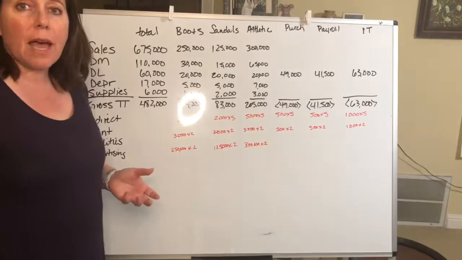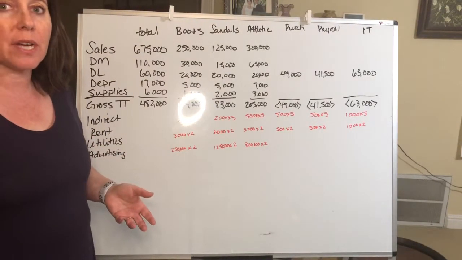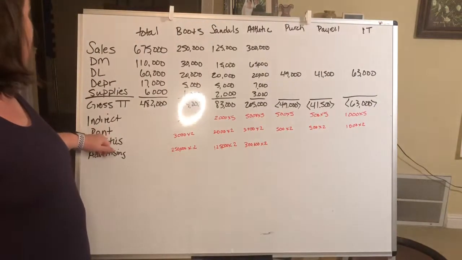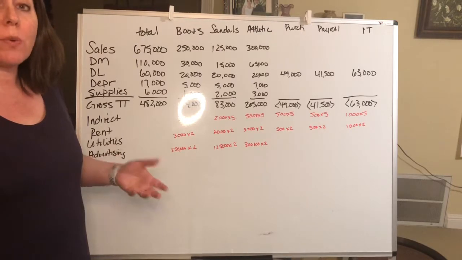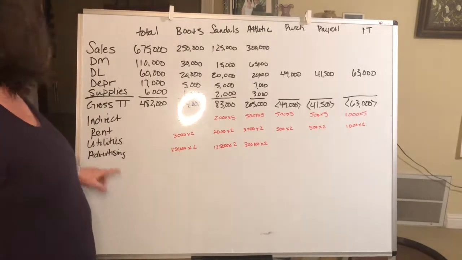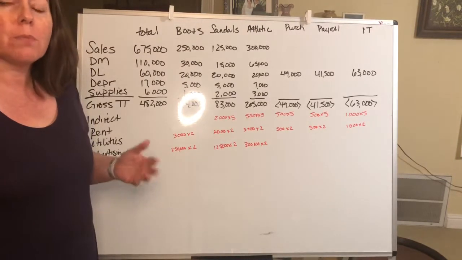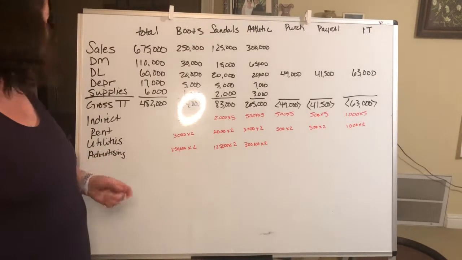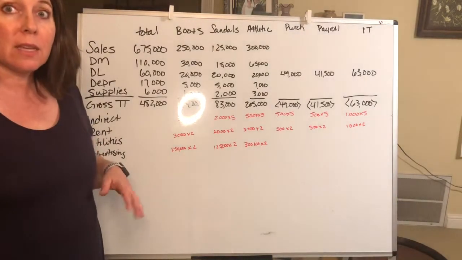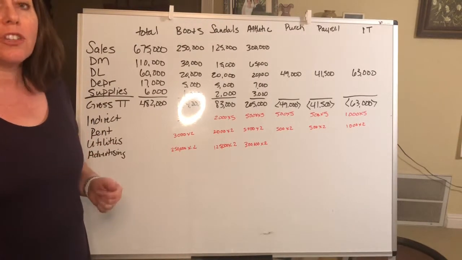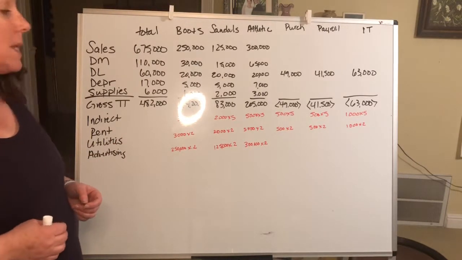In the previous step, we calculated how we were going to allocate our indirect expenses. We determined that rent would be allocated at $5 per square foot used by each department. Utilities would be allocated at $2 per each square foot used by each department. And advertising would be allocated at 20 cents for each sales dollar generated by each department. So now we're going to go ahead and allocate those expenses.